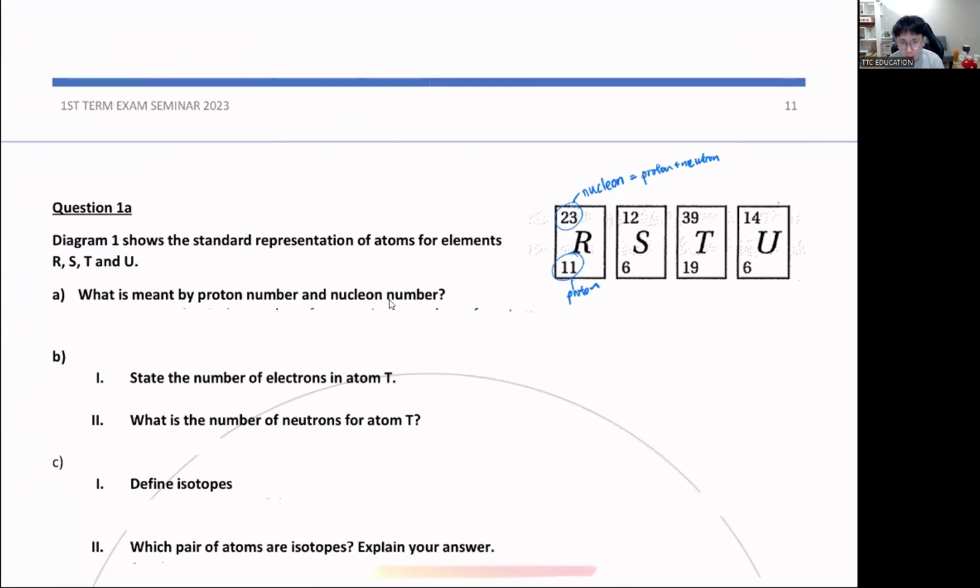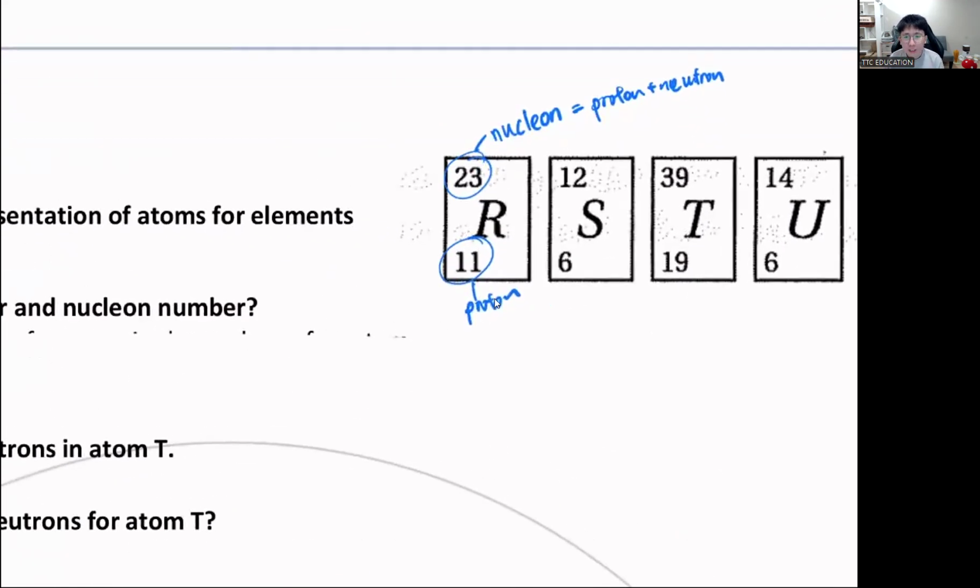Guys, literally the definition. Let me go for the simple one first. Proton means what, guys? I believe a lot of you are going, teacher, proton is proton. What do you want me to say? Proton is proton.